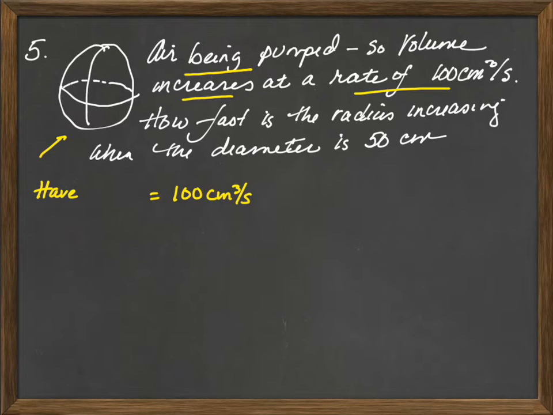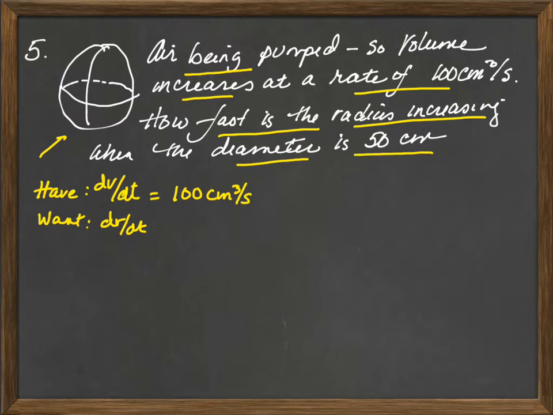Let's write that nice, dV/dt. So I have the rate that the volume is increasing as air is going into it. It wants to know how fast is the radius increasing? So it wants dr/dt when the diameter is 50 centimeters. And so you're given r equals 25.